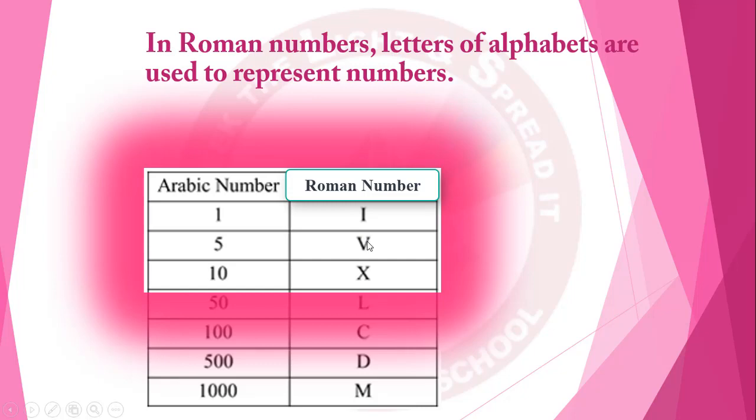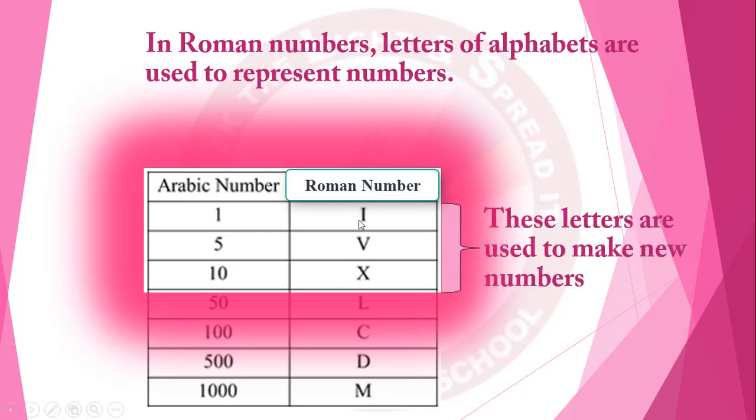We have to keep in mind that I is 1, V is 5, X is 10. And these three symbols or letters are important because we can make more numbers from them. Okay, so the Roman counting revolves around these symbols to make new symbols.